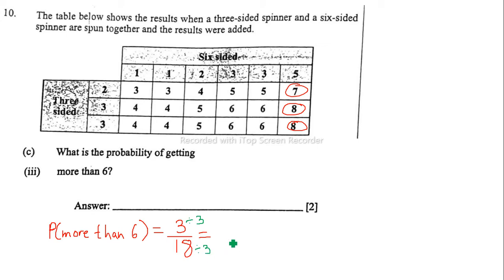This is so painful. 3 divided by 3 is 1. 1 divided by 3 is 6. Very good. 1 over 6.